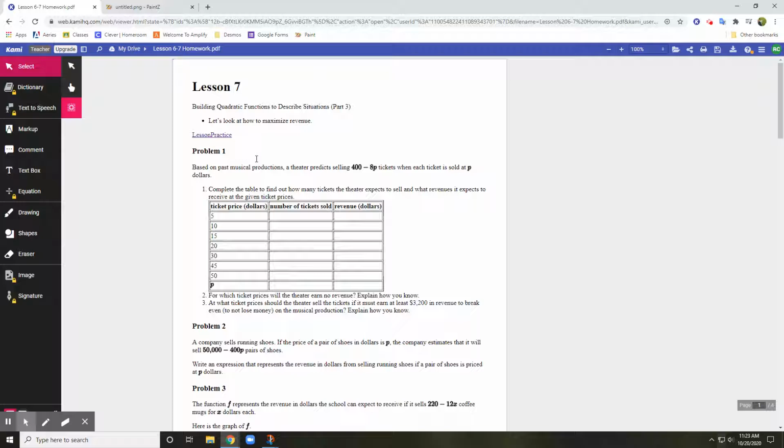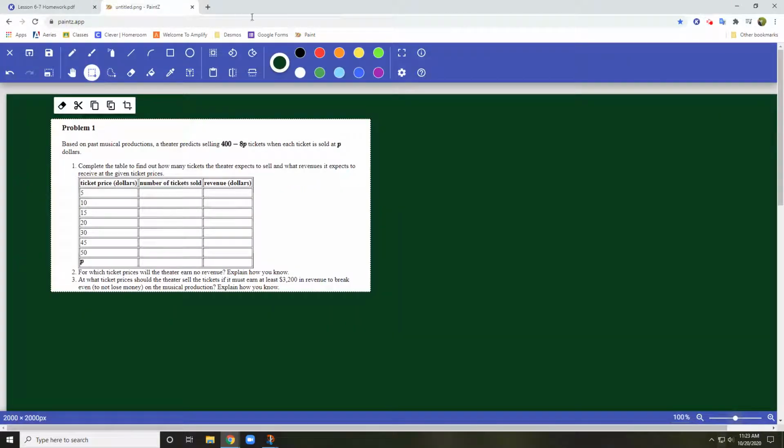All right, so problem 1. Based on the past musical productions, a theater predicts selling 400 minus 8p tickets when each ticket sold is p dollars. That makes the input p dollars, okay? And the output is going to be our revenue. Complete the table to find out how many tickets the theater expects to sell and what revenue is expected to receive at the given ticket price. All right, so let's go ahead and go over here.